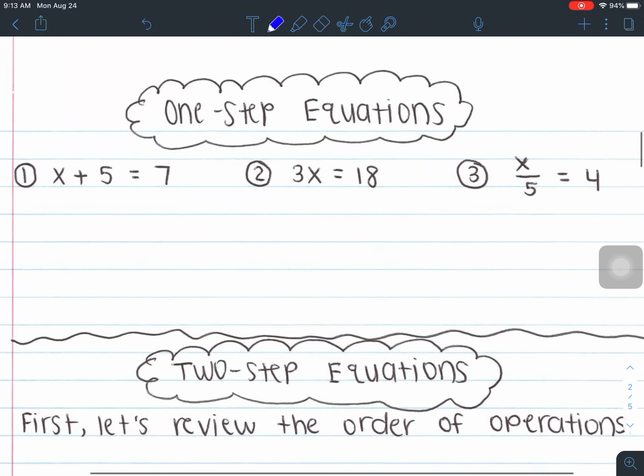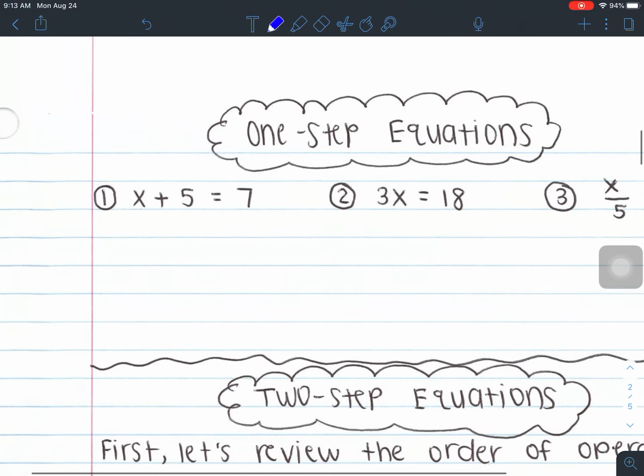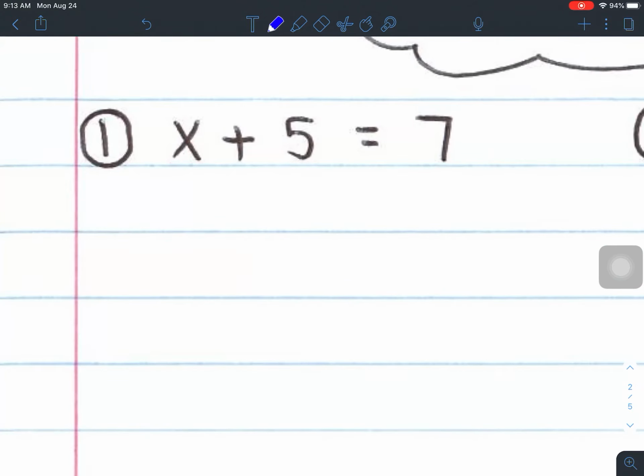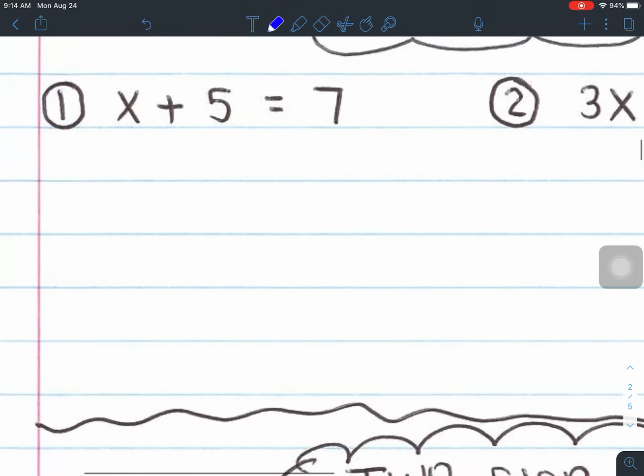So we're going to go ahead and start off with some review of one-step equations. So again, obviously, the answer here is, okay, 2 plus 5 makes 7. But we have to show our work algebraically. Now, in middle school, you might have done a thing where at the equal sign, you drew a little wall so that you could separate your sides from each other.